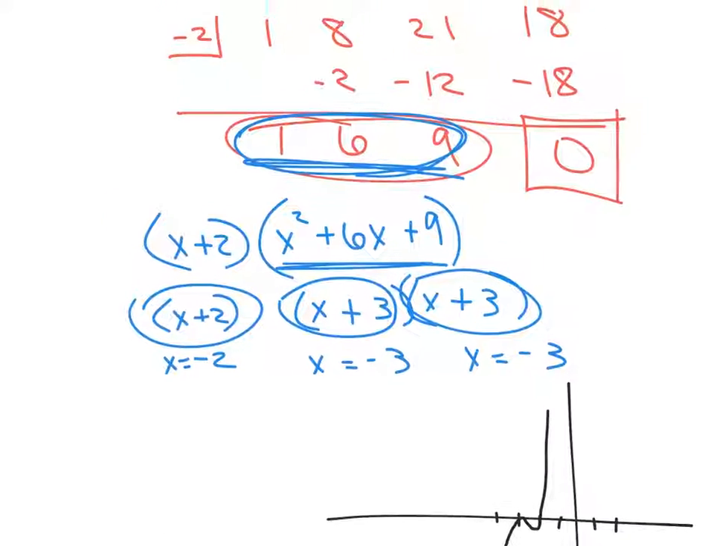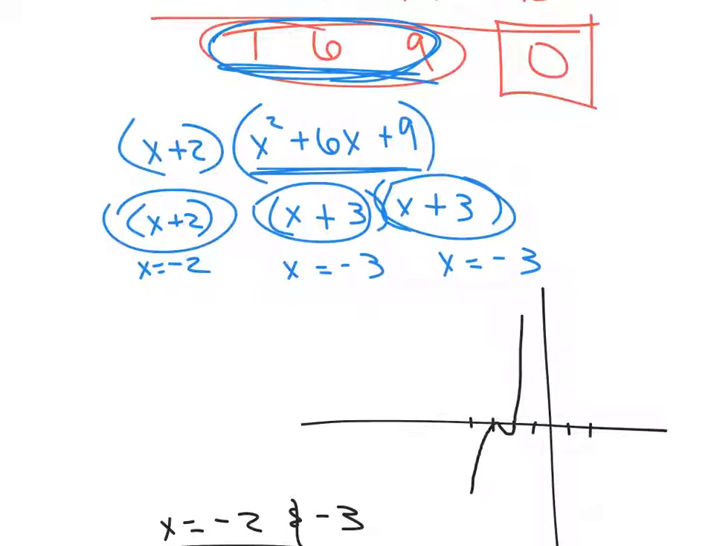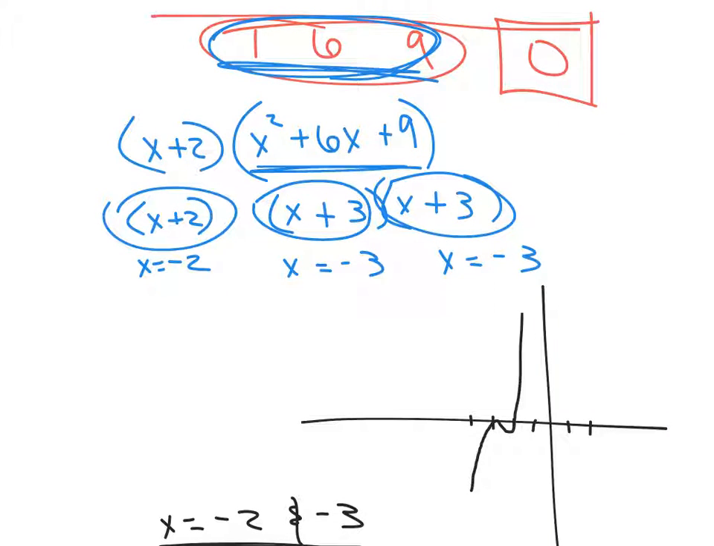Okay, so it's a lot easier to do the synthetic division in order to find out what your factors are. Okay, a lot easier. Okay, so that's it for 6.4a, and we'll continue with 6.4b.